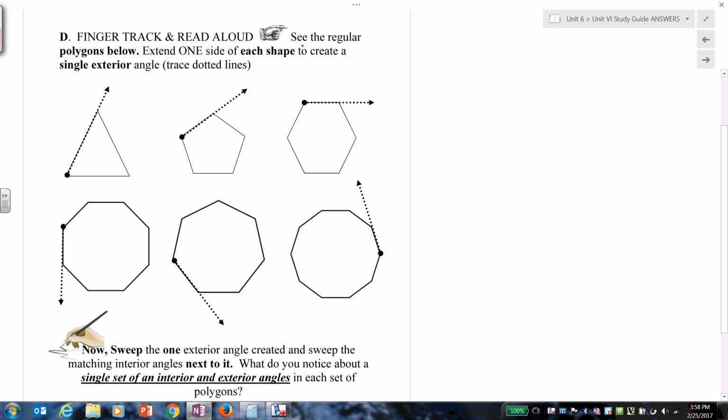Problem D. Read out loud with me. See the regular polygons below. Extend one side of each shape to create a single exterior angle. Trace along the line. Regular means all the sides are equal. Let's just simply make that part of our processing here. So all these sides are equal.